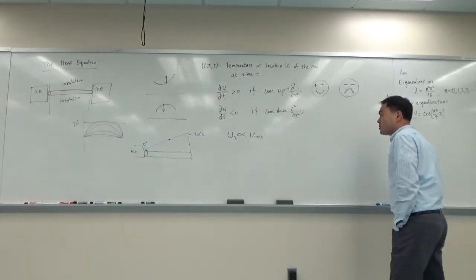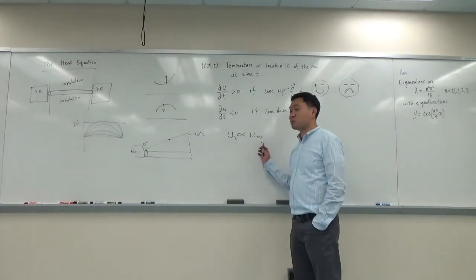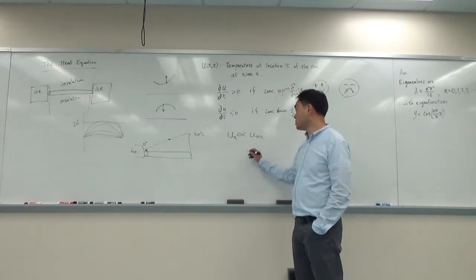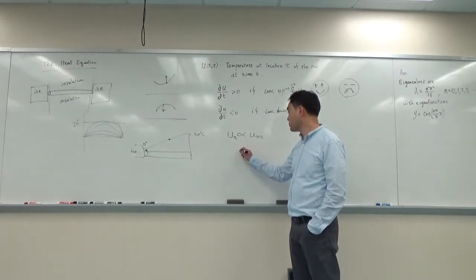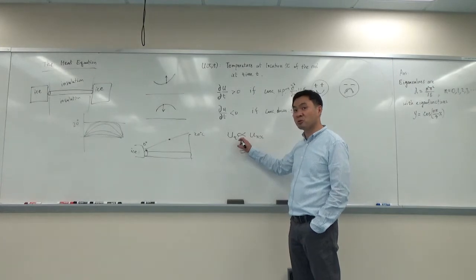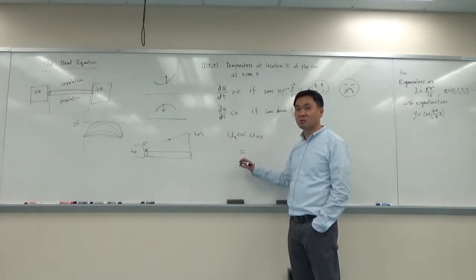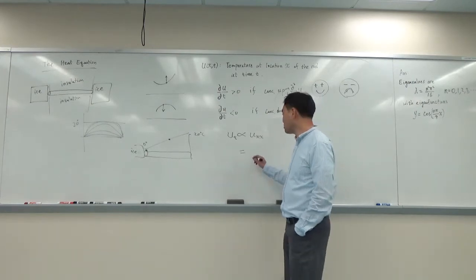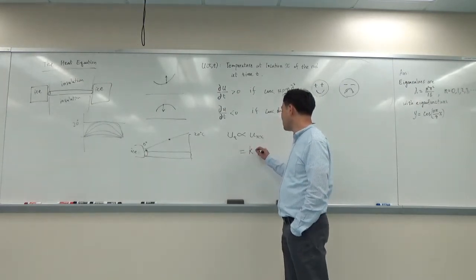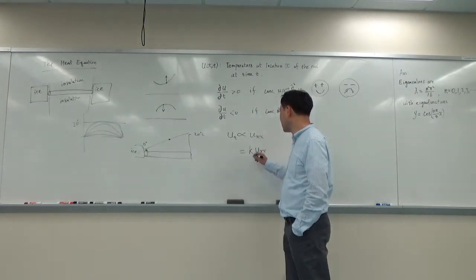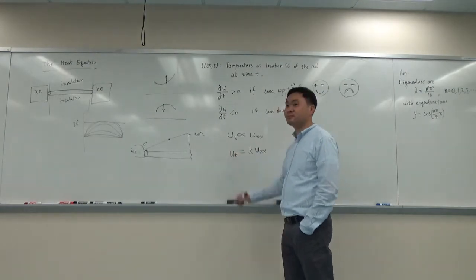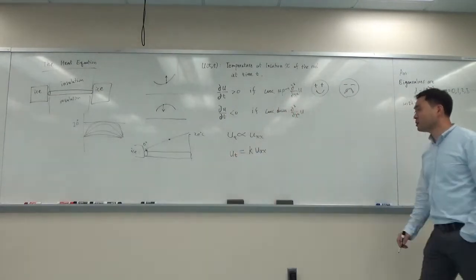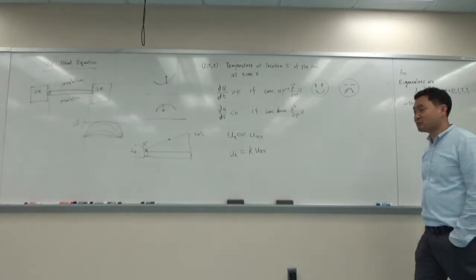And when you have two sides being proportional, you can change this into an equation. How do you make a proportionality argument into an equation? You do this a lot in physics. Add a constant. You put a constant in front, k times u_xx as u_t. Very good. So that's the heat equation.